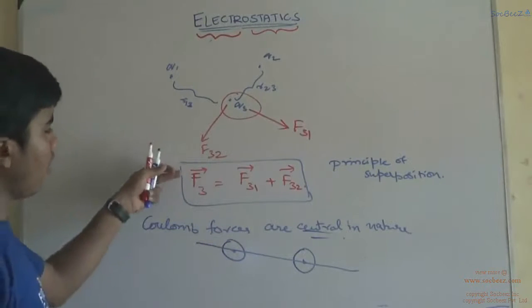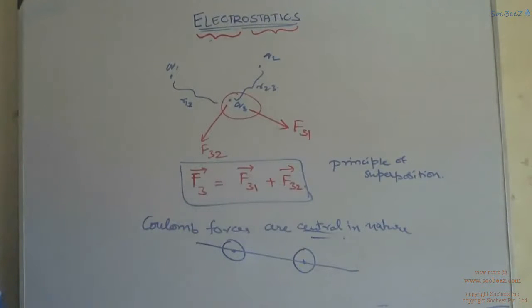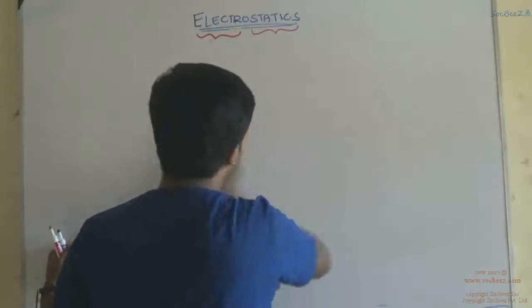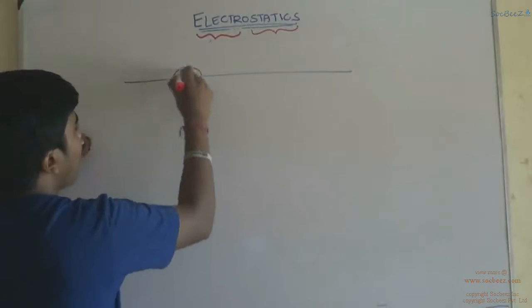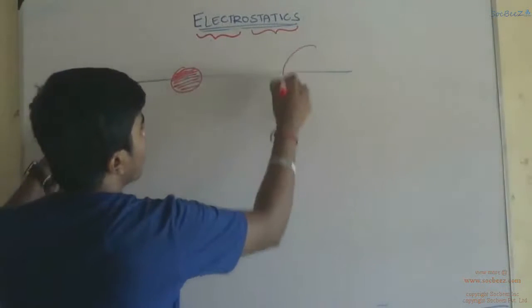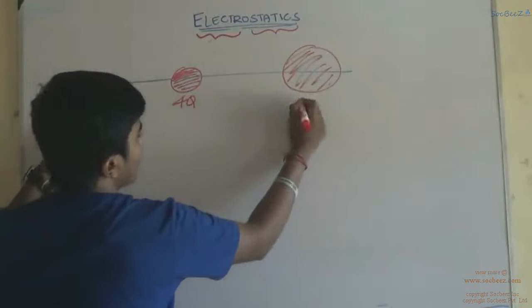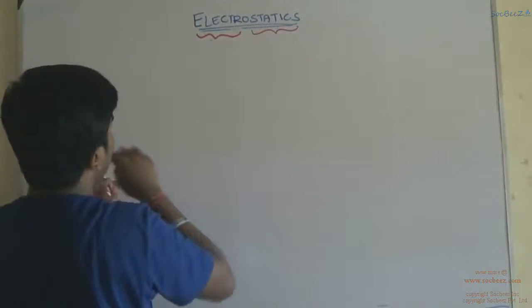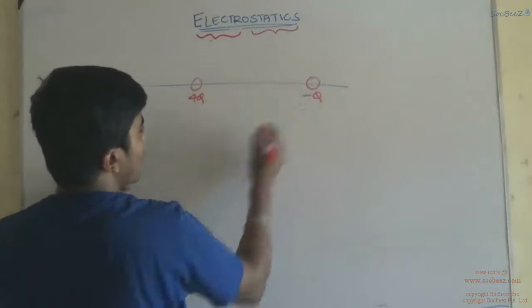Coming back to the point, we can find the force on a charge in a multi-charge system by using the principle of superposition. So now let us solve a few questions. See, there is this line. Over this, I place a charge of 4q here and a charge of minus q here. Consider these to be point charges. This is 4q charge and this is minus q charge.